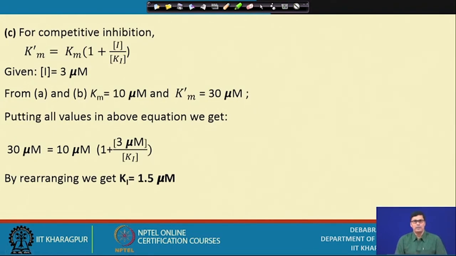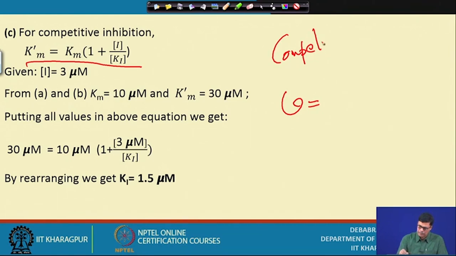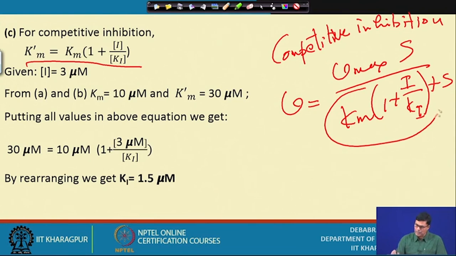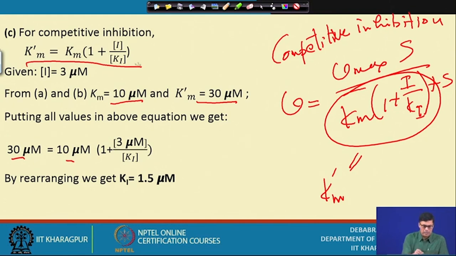Now, next we shall have to find out the value of Ki. So, in case of competitive inhibition, we know Km dash equals Km into 1 plus I by Ki, because we can remember that we have shown this equation in case of competitive inhibition: V equals Vmax S by Km 1 plus I by Ki plus S. Am I right? I told you when I equals 0, it becomes the Michaelis-Menten equation. So, this is actually the Km dash value. So, we have already calculated the Km dash value is 30 micromoles, and the Km value, how much we have calculated? 10 micromoles. So, this we can write, 30 micromoles and 10 micromoles, in this equation.